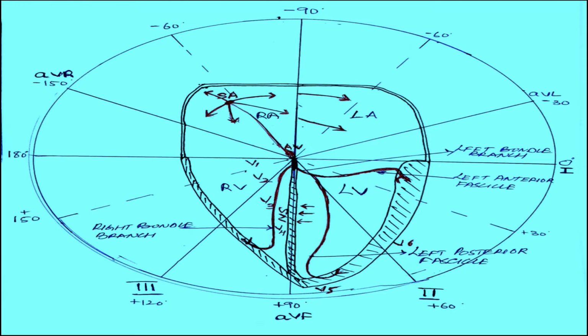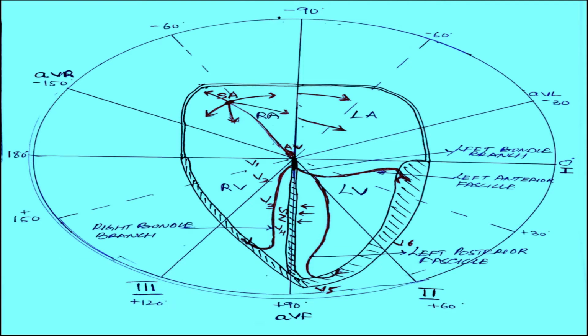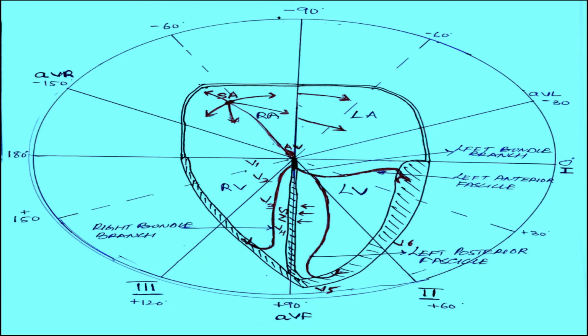The left bundle branch further divides into the left anterior fascicle, which lies superolaterally, and the left posterior fascicle, which lies infero-medially. The right bundle branch supplies the right ventricle, and the left anterior fascicle and left posterior fascicle supply the left ventricle. So this is the normal conducting system of the heart, and this is the fastest conducting system.